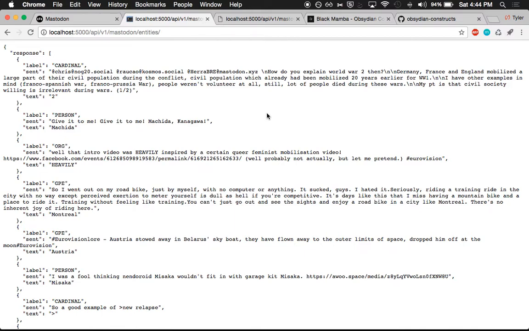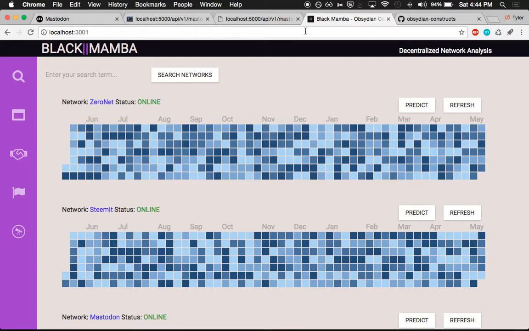Now, once the backend Python service has tapped into our decentralized networks via scraping and API methods, it's parsed this raw data and then tried to perform any kind of analyses, predictive analyses. It then takes this data and via RESTful JSON makes it available to the front-end application, the front-end piece of Black Mamba known as the Black Mamba UI. Here we have a mock-up of the Black Mamba UI.